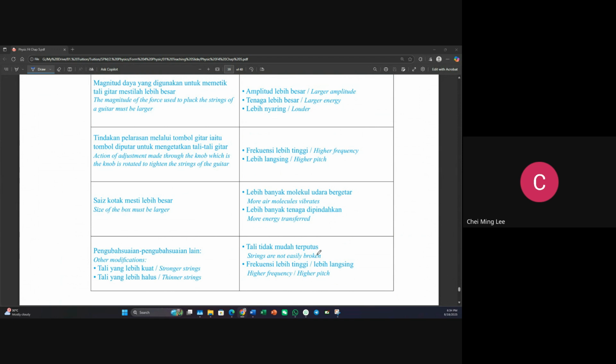So that the string is not easily broken, use a stronger string, and it can come up with a higher frequency or higher pitch. And also the sound for nylon is not good.